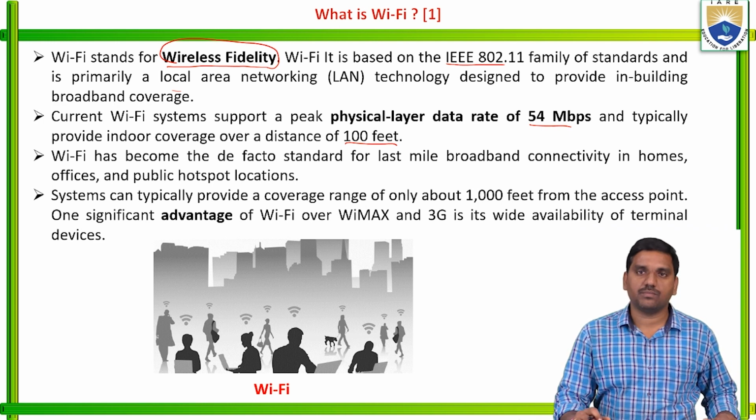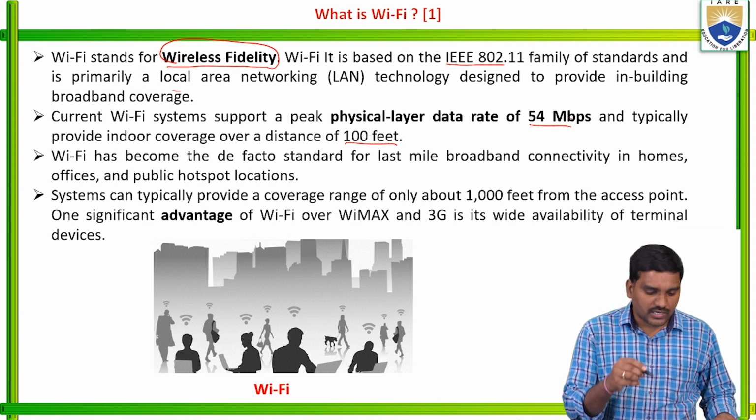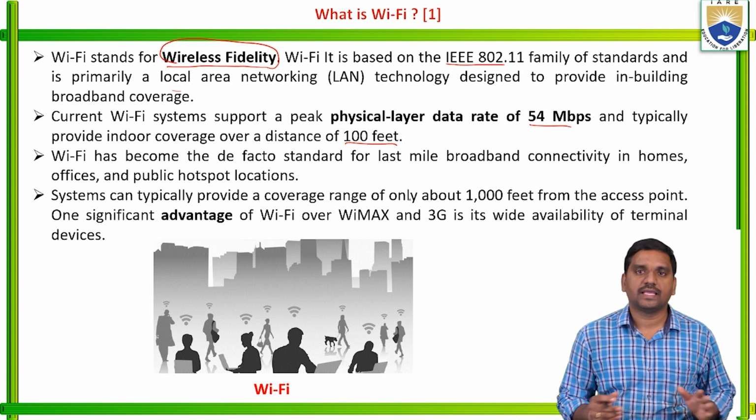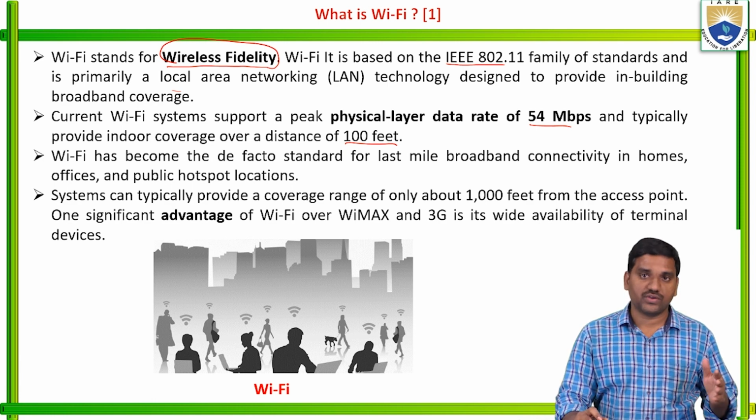So this is about what Wi-Fi is. It stands for wireless fidelity, it is based on the IEEE 802.11 family, and it is a local area network technology with a physical layer data rate of 54 Mbps. The main advantage of Wi-Fi is its coverage range of about 1000 feet from the access point. This figure is just an example of Wi-Fi.